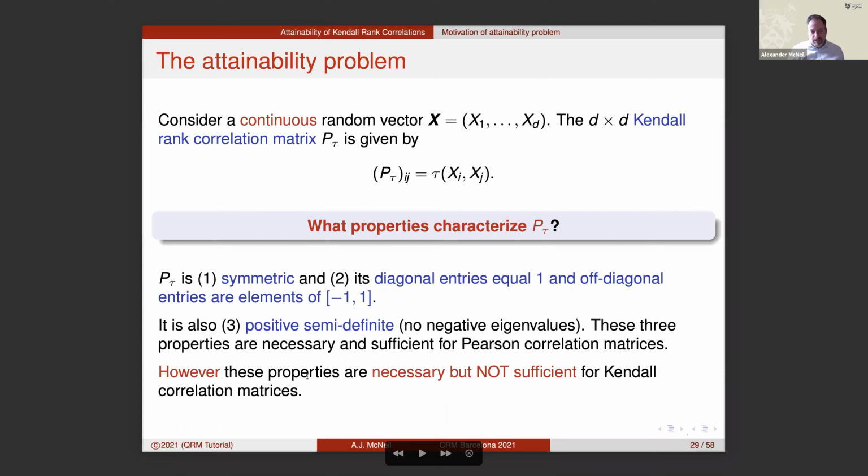These 3 properties will definitely hold for a Kendall matrix, but it's not enough. If I have a matrix where these properties hold, I can't be certain that there will be a distribution for which the matrix will be the Kendall correlation matrix. That's what I mean by attainable. I need to know that there exists a distribution that can give me these correlations. If there's no such distribution, then this is a logical impossibility.